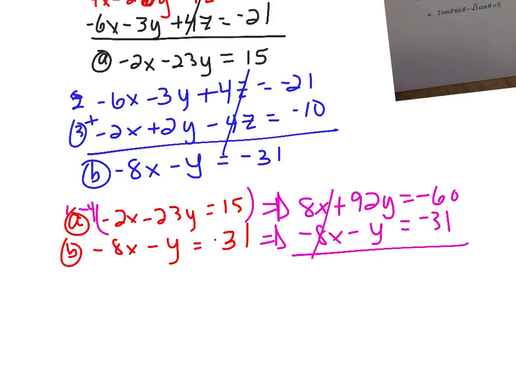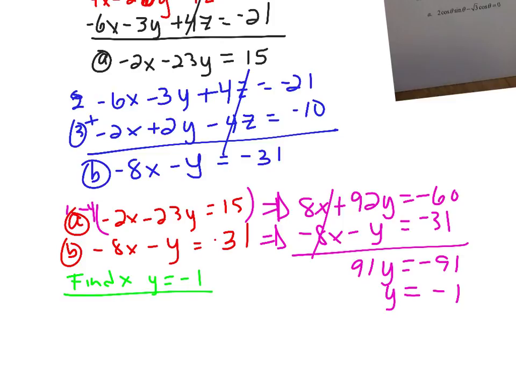Add them together, the x's cancel. So I have positive 91y equals negative 91. Divide by 91, I get negative 1. Y equals negative 1. All right, so now I'm going to find x. So find x when y is equal to negative 1. I'm going to plug it into either A or B. It doesn't really matter which one you plug it into. I'm going to plug it into the B one.